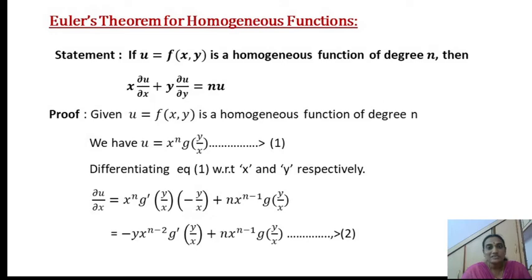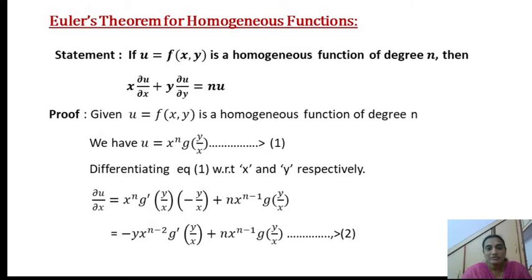The proof of this theorem will be, given u = f(x,y) is a homogeneous function of degree n, then it can be written as u = x^n g(y/x). Call this equation number 1. Now differentiate this equation 1 with respect to x and y.